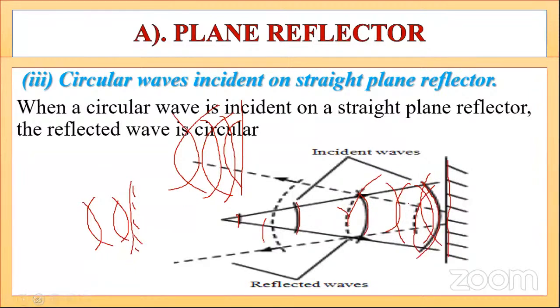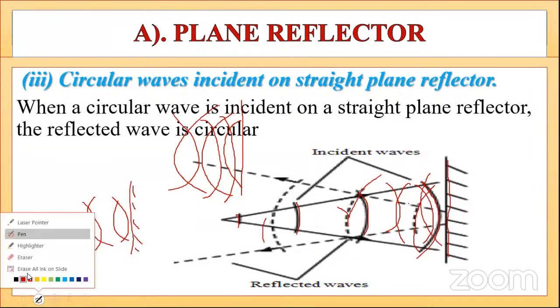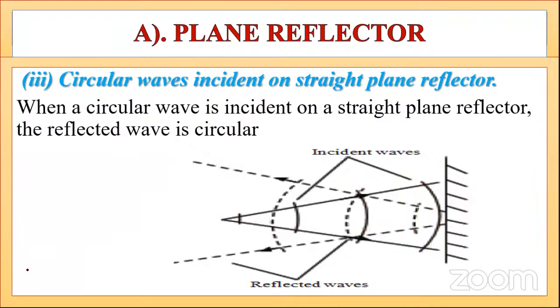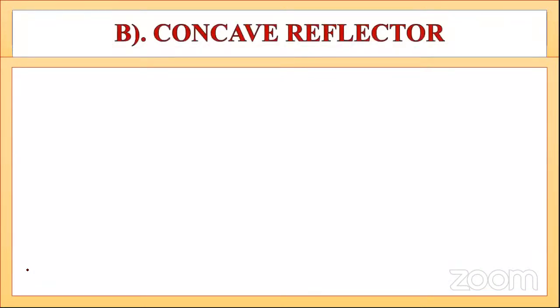Let's move to something else. So that is for plane reflector. Then let's go for concave reflector. You know a concave mirror. A concave reflector is like this. So, when I incident a straight wave on a concave reflector, I expect it to take the shape of the concave.